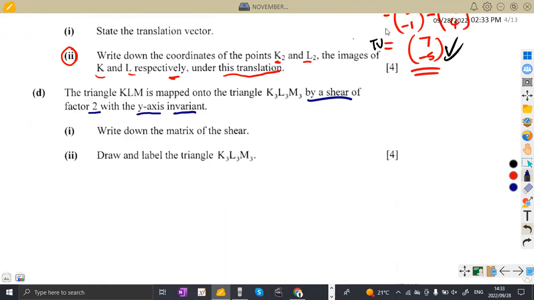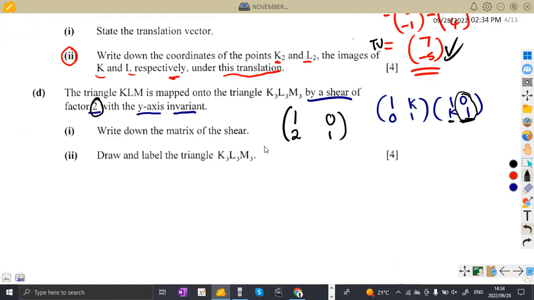Guys, we've got two matrices for shear from the Locus concept. We have a Locus like this one, and we've got a Locus from this way. Which one is for the y-axis invariant? For the y-axis invariant, we are talking about the y-axis not moving. This is your y-axis not moving, 0, 1. Here it's x-axis not moving, so it's x-axis invariant, but this one is the one for y-axis invariant. But remember, the k represents the shear factor, so in place of k, you substitute the shear factor, which is 2. So it is going to be 1, 2, 0, 1, like this. That's your matrix for shear there.